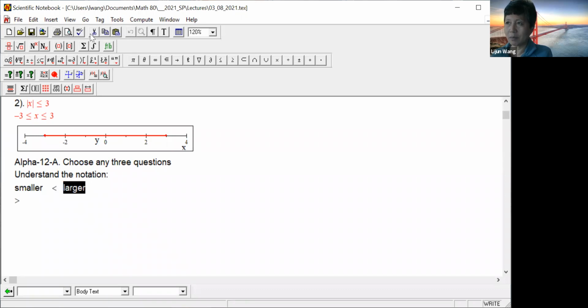And the same thing: the opening side is always larger than the pointed side. So it doesn't matter which direction it goes. You just have to understand its meaning. It always indicates that the quantity on the opening side is larger than the other side. So you will read it as something less than something else, and this one as something larger than something else. Okay, all right.